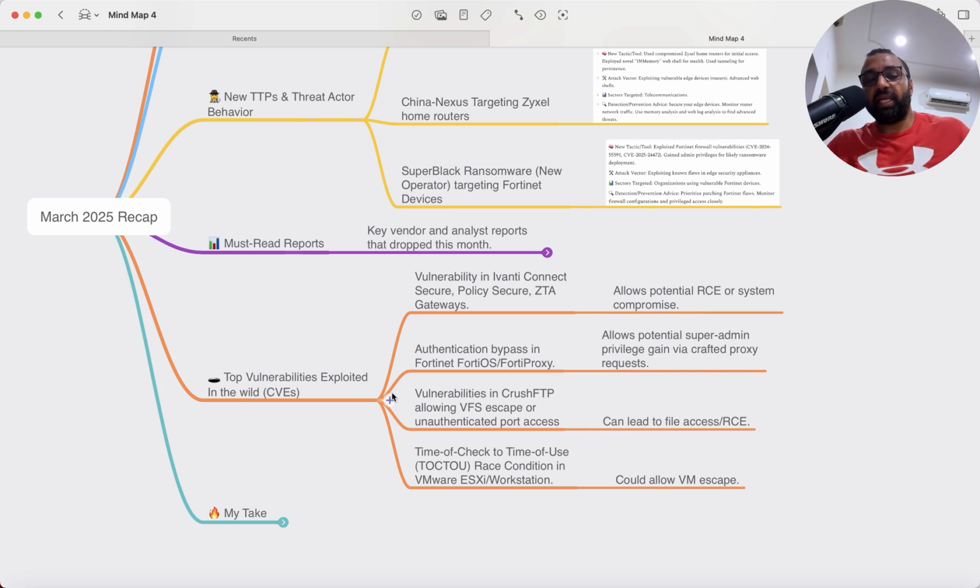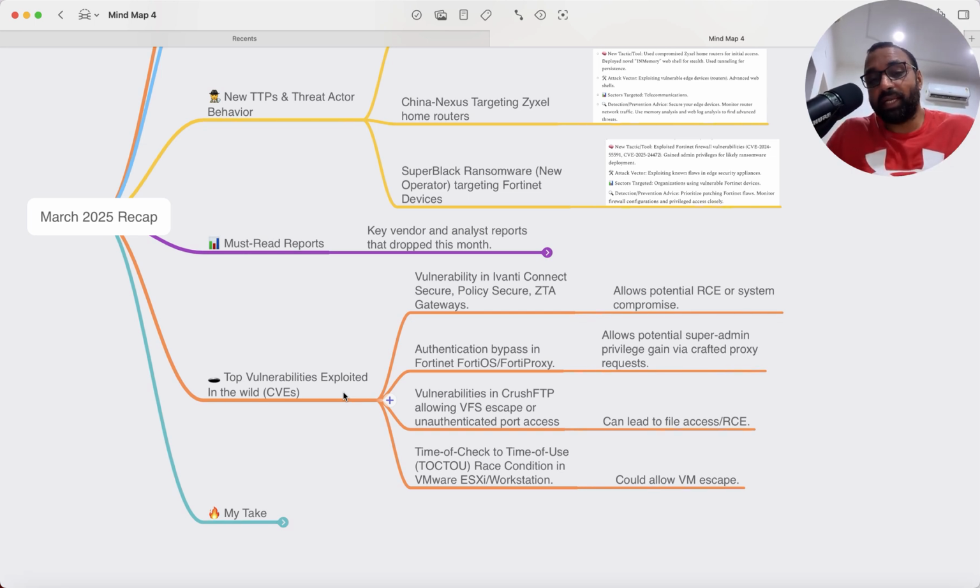Now, the next section is all about top vulnerabilities getting exploited in the wild. And I know that there are thousands of vulnerabilities getting reported every day, but I want to mention some of the things that are very actively getting exploited so that you're aware. One is the vulnerability in the Ivanti Connect Secure, Policy Secure, ZTA gateways. This vulnerability allows potential system compromise.